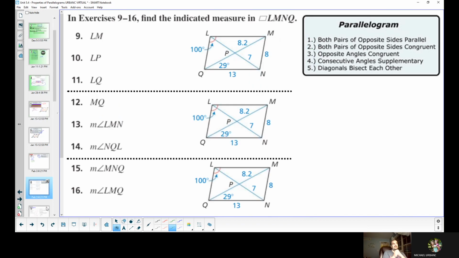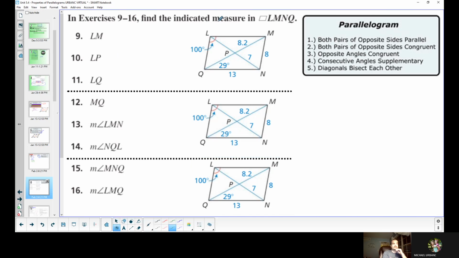Example 2, and these are problems 9 through 16. This is actually from our Big Ideas textbook. This is not part of your homework assignment because I thought it'd be a little too easy. But I thought these were good problems, again, just to illustrate at a very basic level how these properties work. Now, there are 3 images here. They're the same image. I just created 3 so that I can color code them a little bit and make it a little easier for you guys to follow.